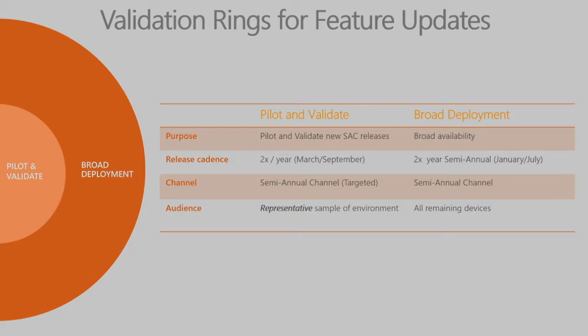After that, for broad deployment, you want to go to the semi-annual channel. That's, again, 2 times a year, and that is around January and July, corresponding with the March and September releases that I mentioned earlier. And this should just be the rest of your enterprise. You've already, from your representative set of devices, gotten the feedback, know what may or may not be working, gotten us the feedback to fix the things we needed to fix, and now you're good to go for the rest of your enterprise, right?